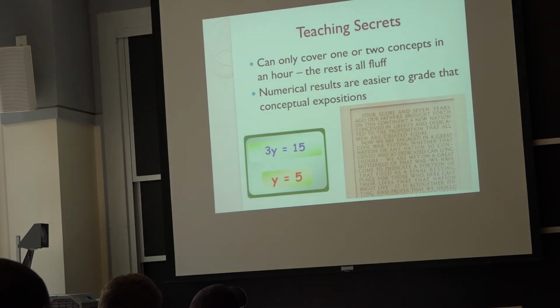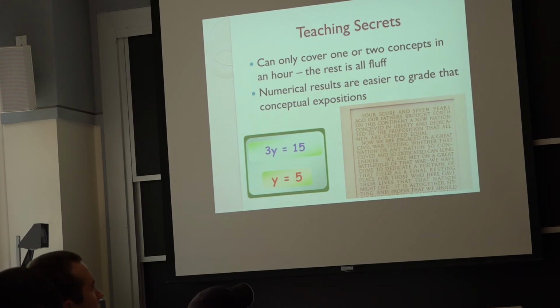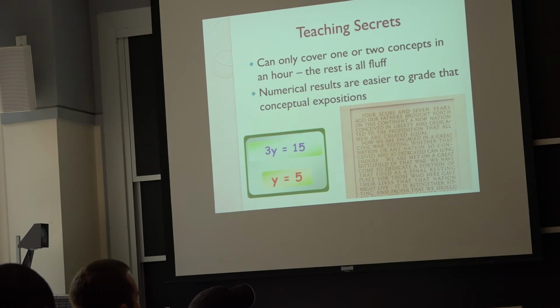Numerical results are easier to grade than conceptual expositions. No professor at MIT, except in the humanities department, likes to give something that has a written answer. They like a numerical answer, and it's binary. It's either right or wrong, right? That's because it's easy to grade.